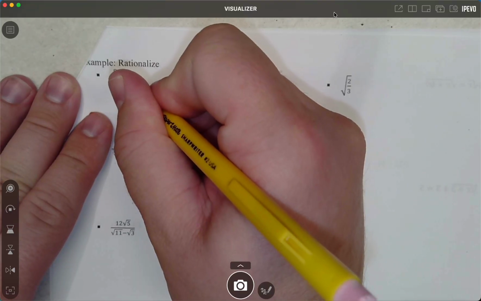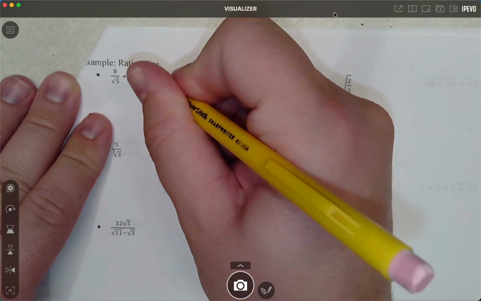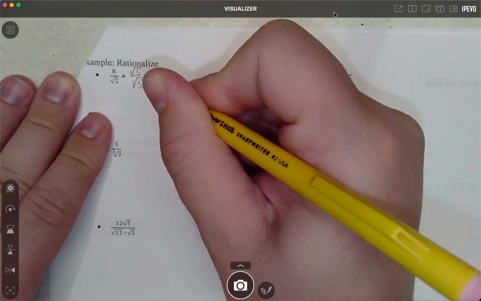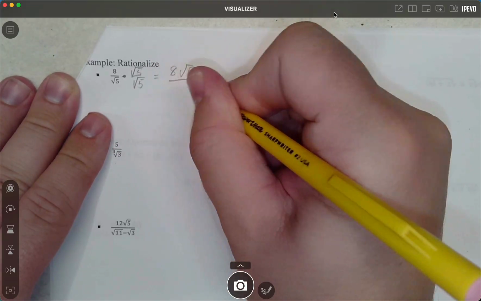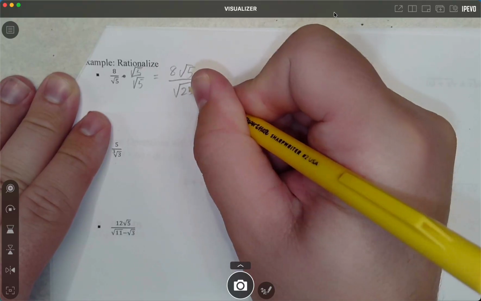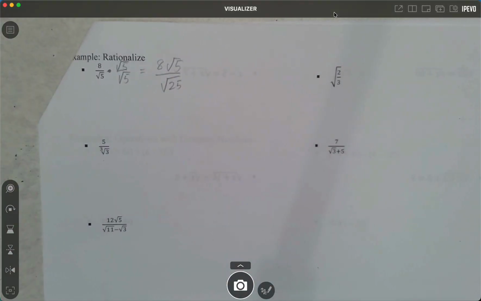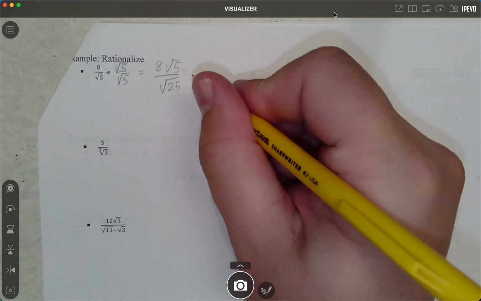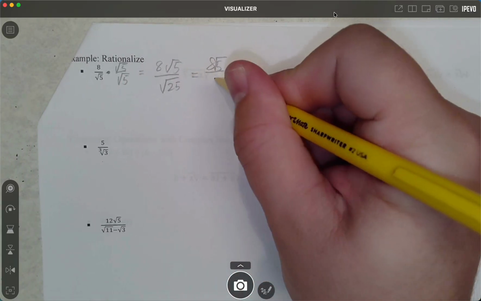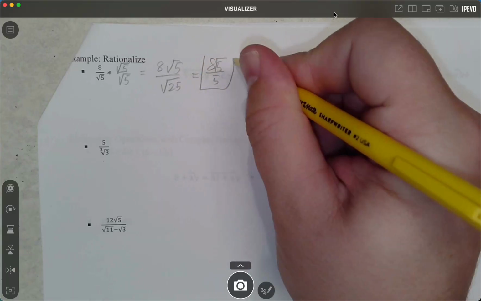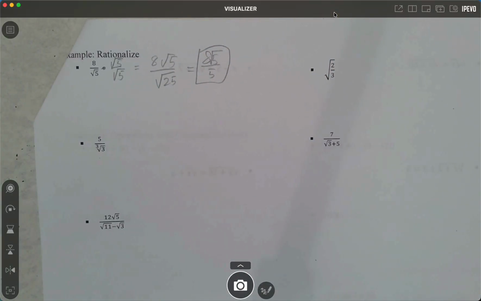Well, the best thing I can do is multiply root 5 over root 5. What will that do? That will give me 8 root 5 over root 25, because the inside contents can multiply because it's the same type of root. What does that do for me? Well, that gives me 8 root 5 over just 5, and now I have rationalized.